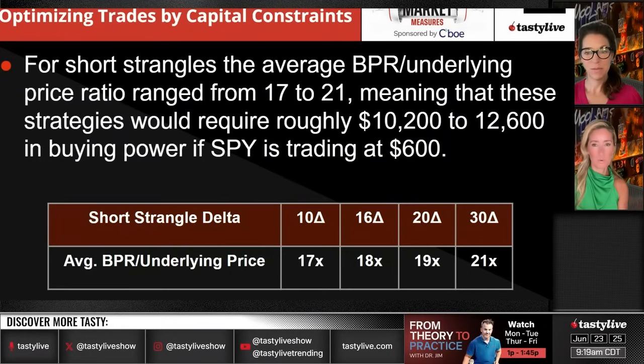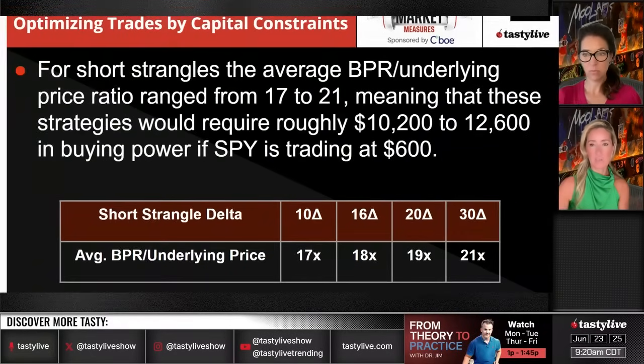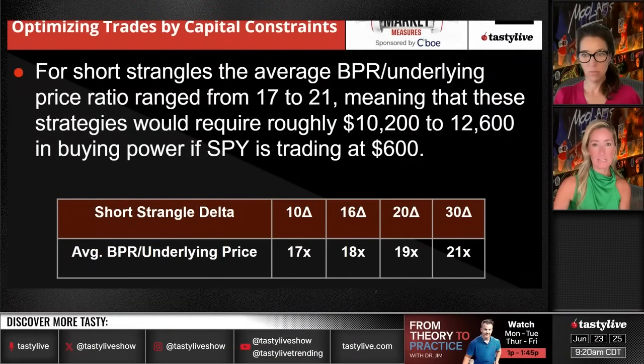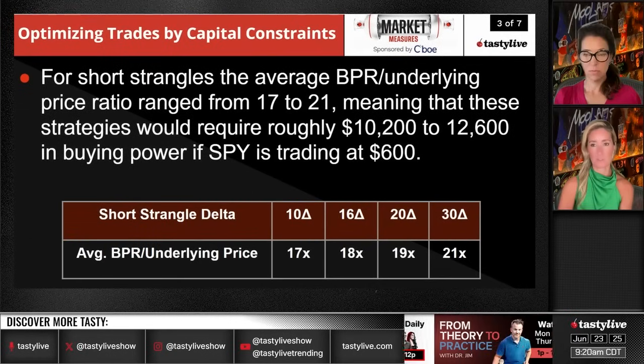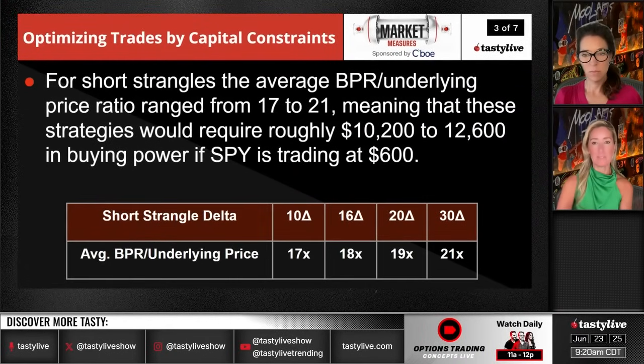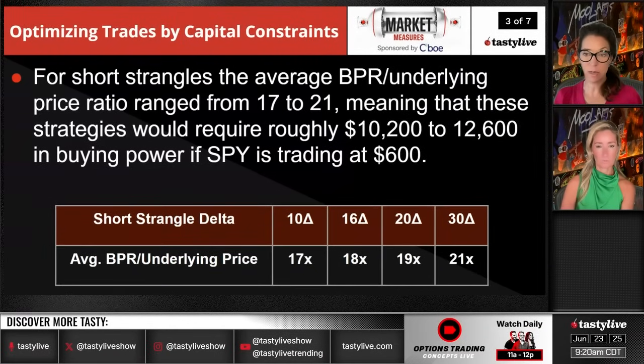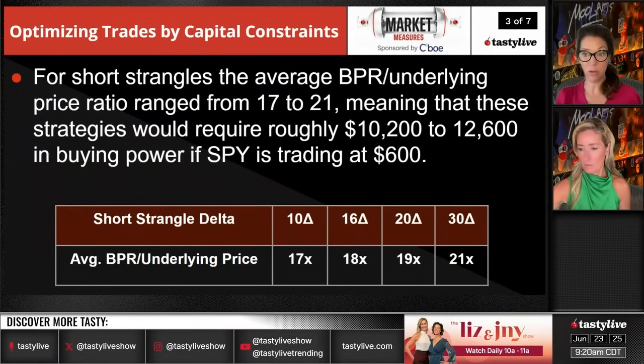For short strangles, so both sides, the average buying power reduction to underlying price ratio ranged from 17 to 21, meaning that these strategies would require roughly $10,200 to $12,600 in buying power if SPY is trading at 600. Selling strangles in SPY, it's not cheap. Think about when we started the show, how much buying power a strangle in SPY was. Not much. But now with SPY at 600, it's 10 to 12,000 for a strangle in SPY.